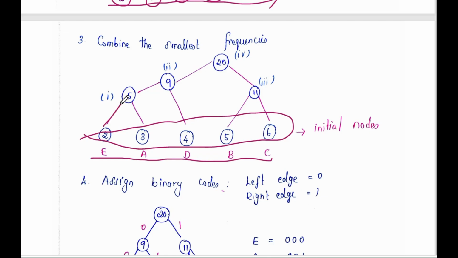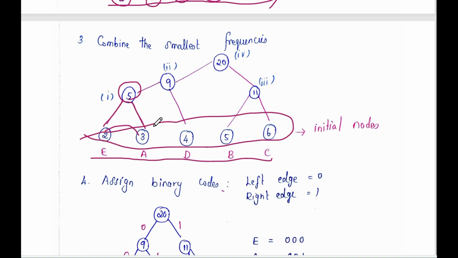Combine these two leaf nodes and make them into one new node. This node is 5, so simply add the two frequency values: 2 plus 3 is 5. Then combine the smallest frequencies and make one new node. Write the total frequency inside this node.